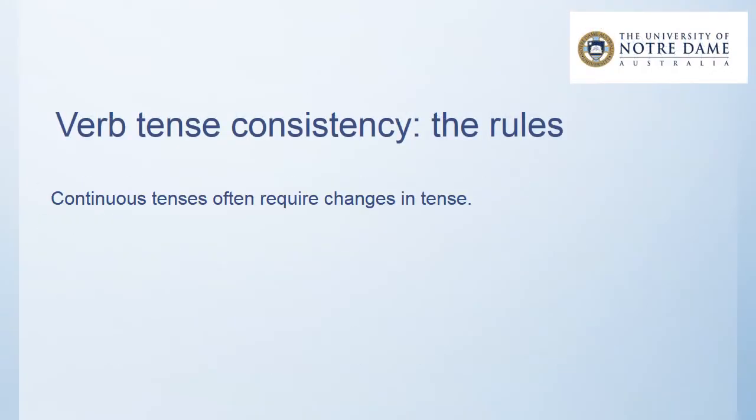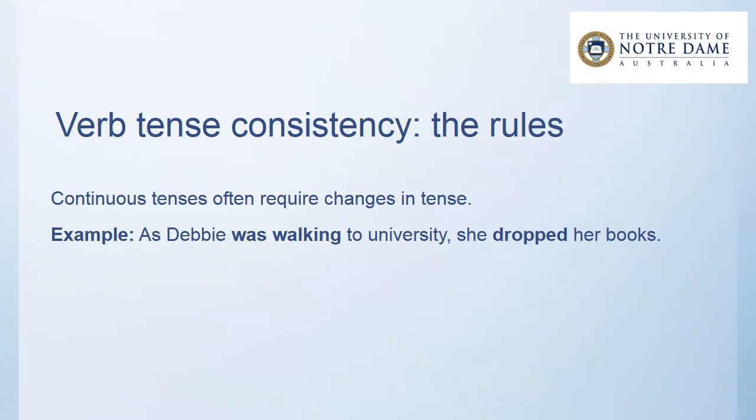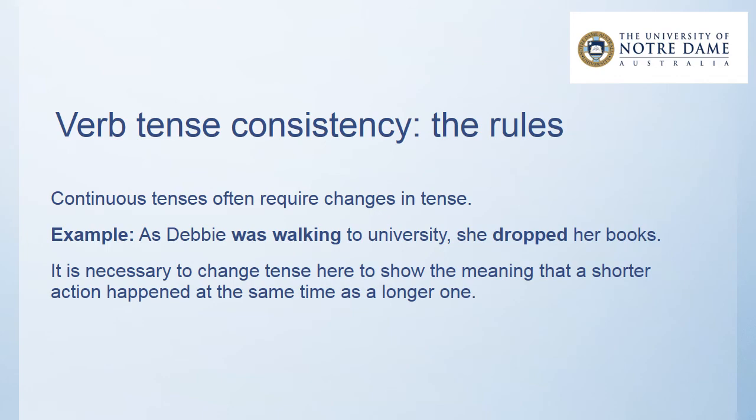Continuous tenses also often require changes in tense. For example, as Debbie was walking to university, she dropped her books. It is necessary to change the tense here to show the meaning that a shorter action happened at the same time as a longer one.